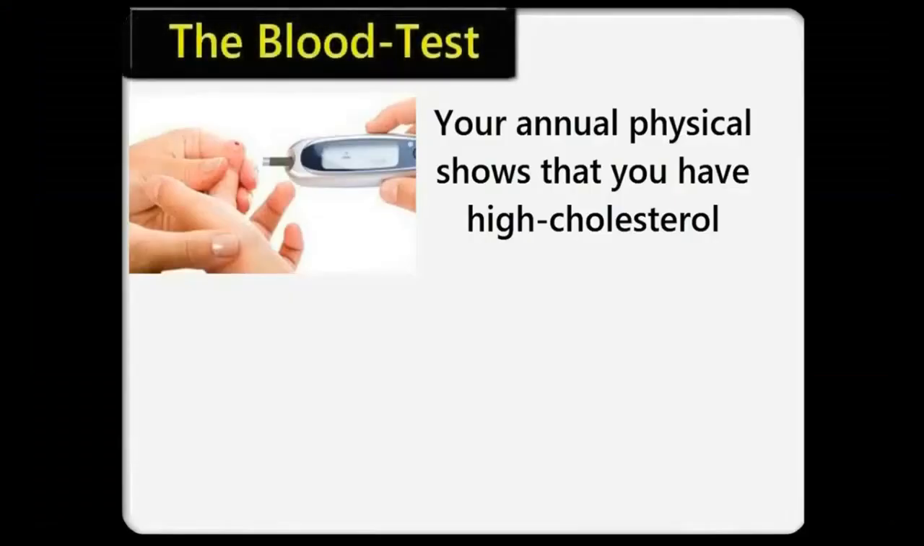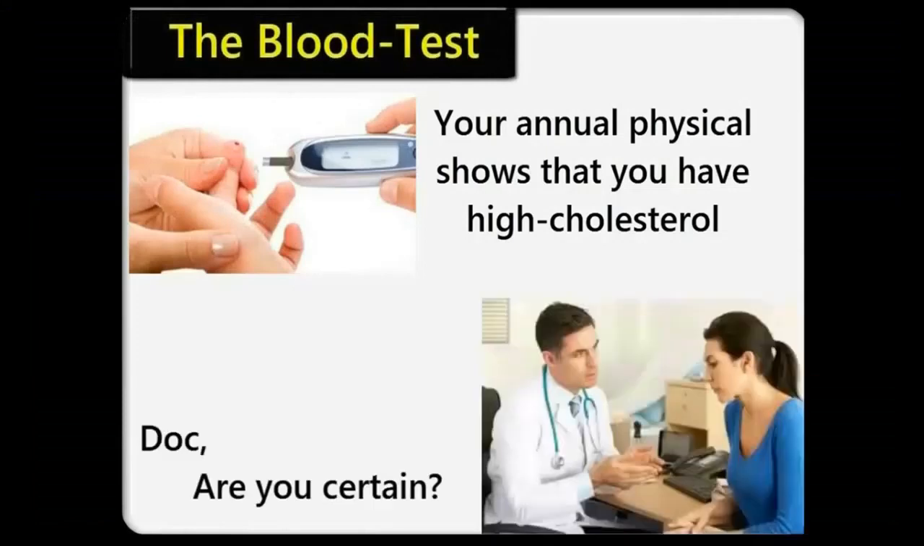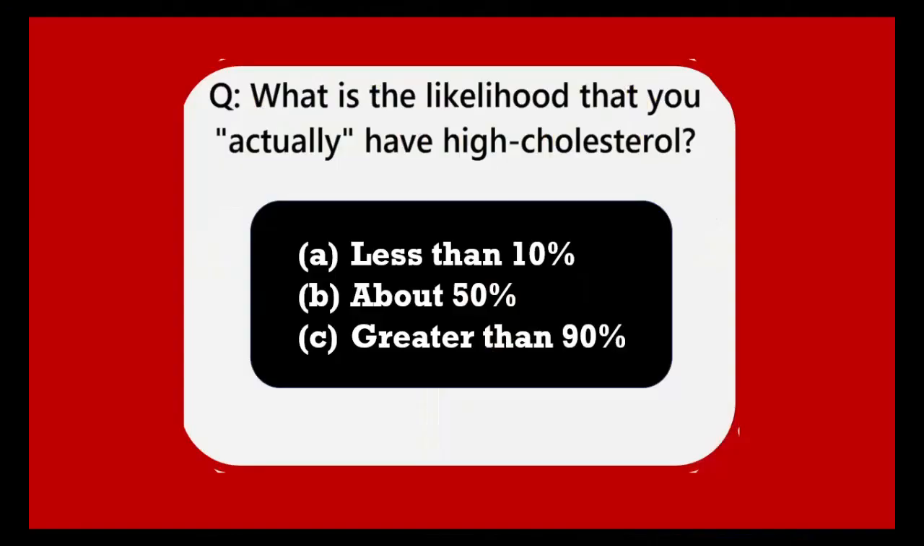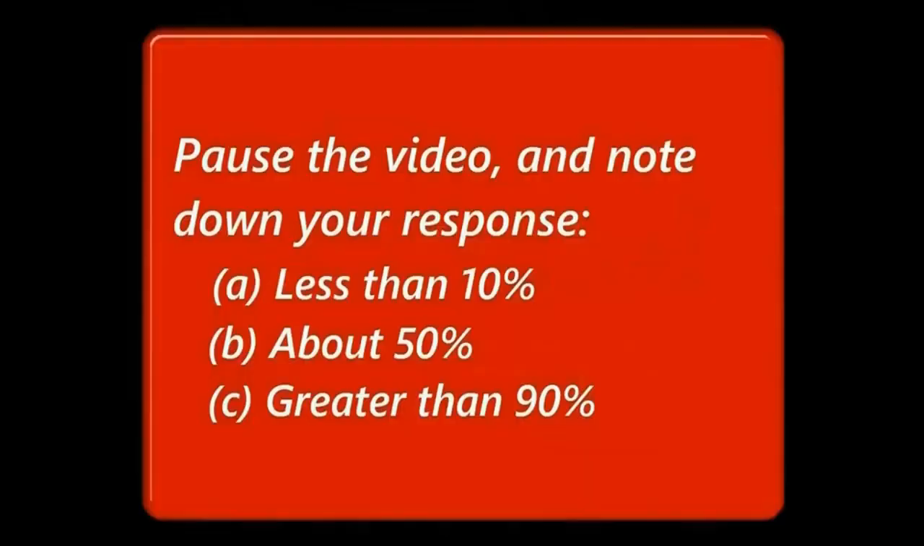A blood test. Your annual physical shows you have high cholesterol. So you ask the doctor, are you certain? And the doctor says, typically, we see 1 in about 1,000 people affected. This test has been around for many years and is 99% accurate in confirming or denying these ailments. Question. What is the likelihood that you have high cholesterol? A, less than 10%. B, about 50%. C, greater than 90%.